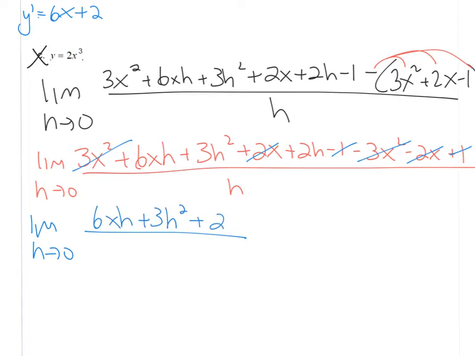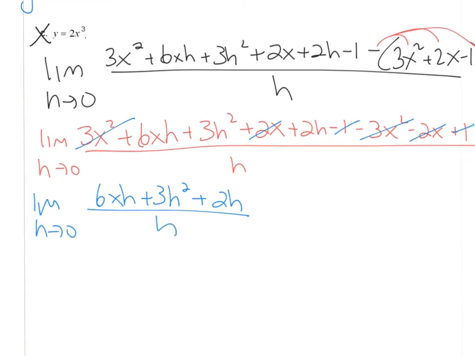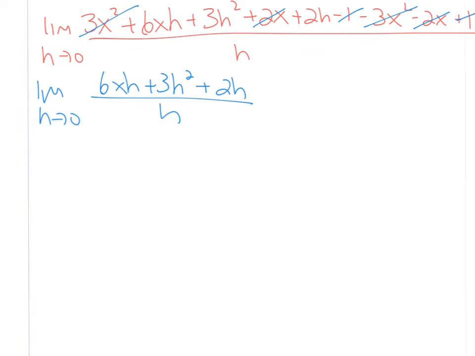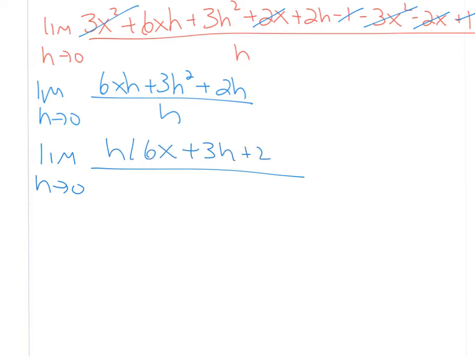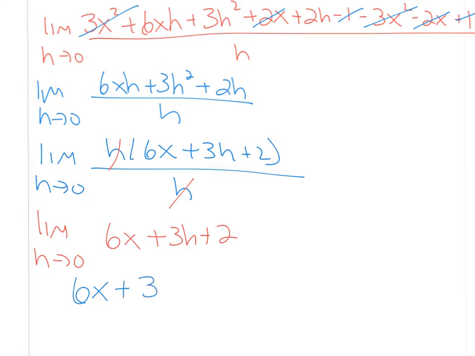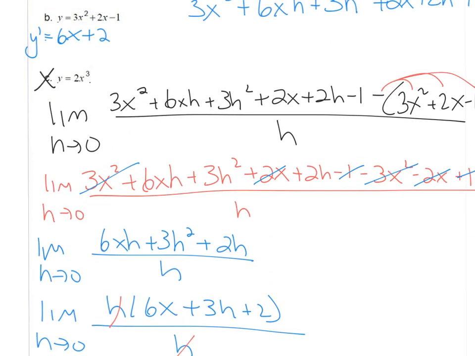So let's see what we have left here. Everything in the numerator has an h term that we can factor out. So that leaves us with 6x plus 3h plus 2. These h's divide. Now we can plug in 0. And we get 6x plus 2, which is exactly what we expected.